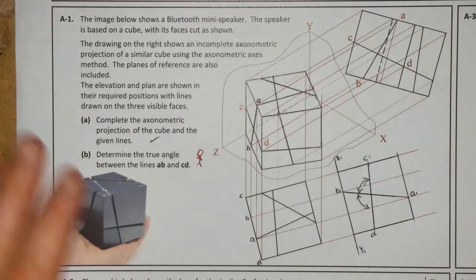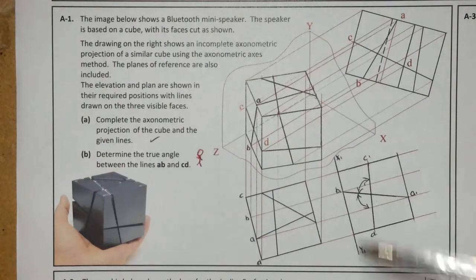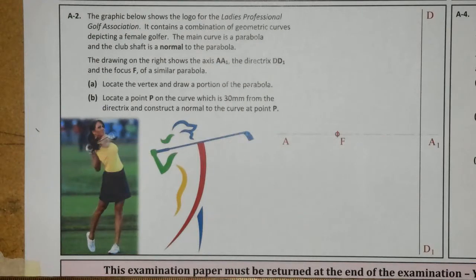So that there, guys, is question A1 based on the axonometric projection topic, and obviously a little bit then on the orthographic, your orthographic understanding, and a bit on auxiliaries. So what we're going to do now is move down to question A2, which is based on the topic of conics. Okay. So question A2, it says the graphic below shows the logo for the Ladies Professional Golf Association.